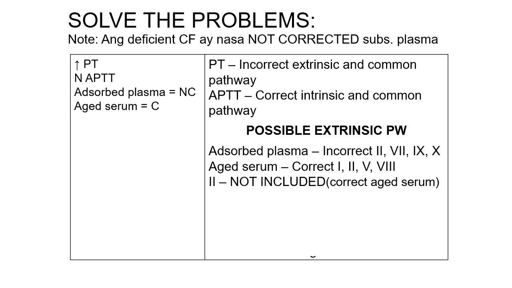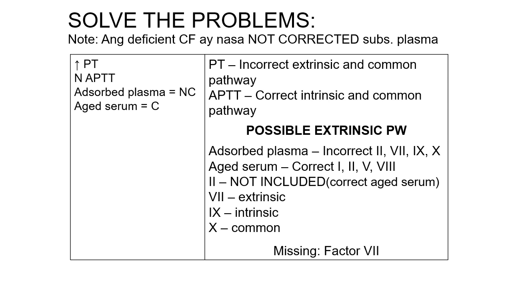So, 2 is not included dahil corrected ang H serum. 7 is extrinsic. 9 is intrinsic. 10 is common. So, the missing factor would be your factor 7.